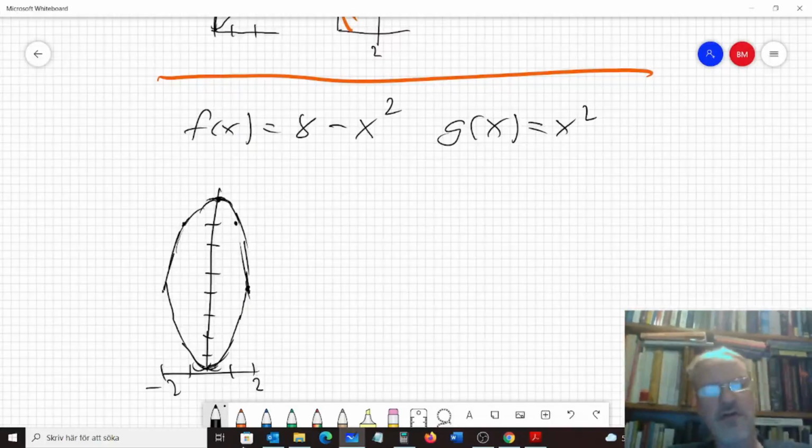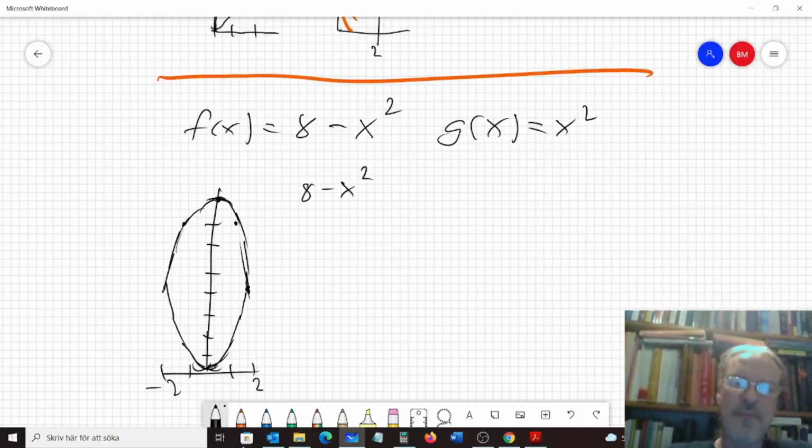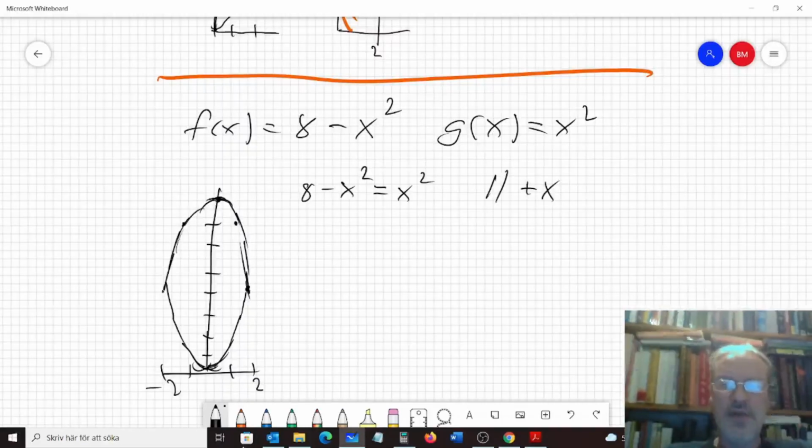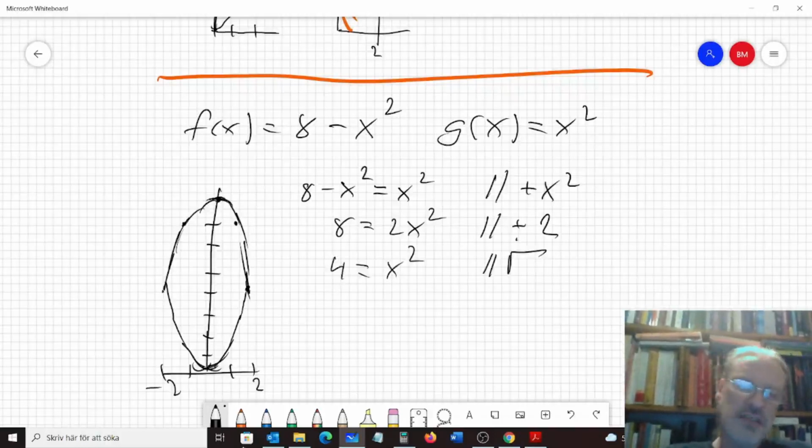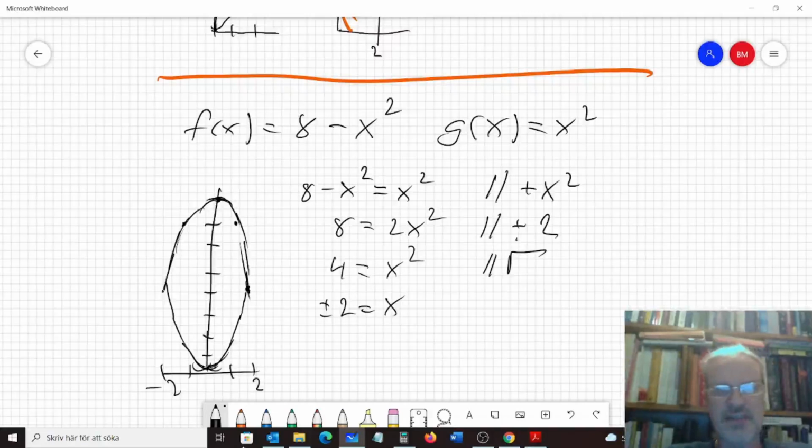If we didn't graph it, we could still figure this out by setting the two equations equal to each other. Add x squared on both sides. Divide by 2. Square root both sides, so that will give us plus or minus 2 as our x value, just as expected.